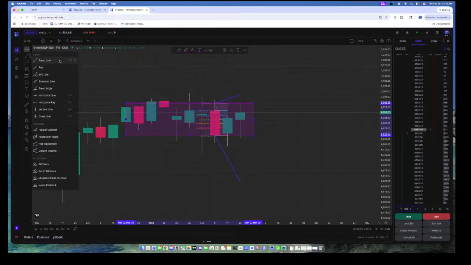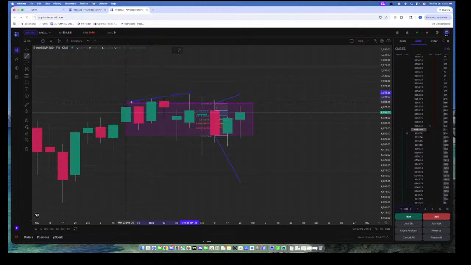So if you want to draw the larger broadening formation on a larger time frame, you could draw it here. You could draw this one. Look at this from December to just now through the end of February. We have just gone nowhere. So yeah, it's no wonder people again have been getting chopped up.